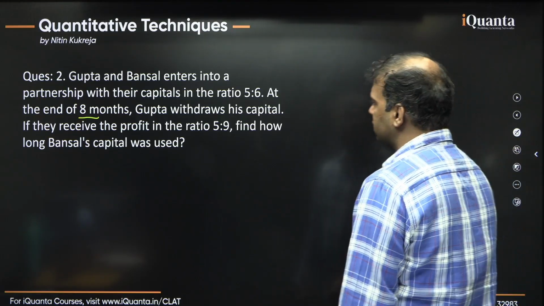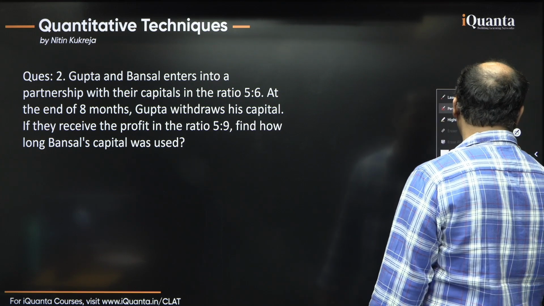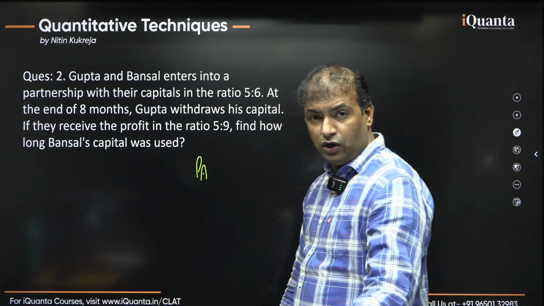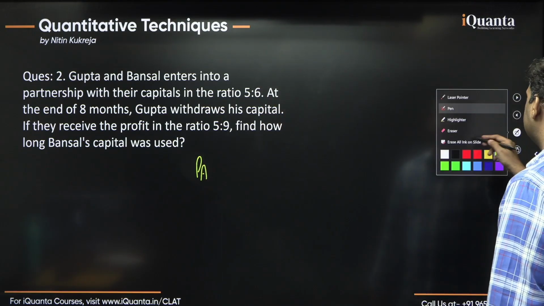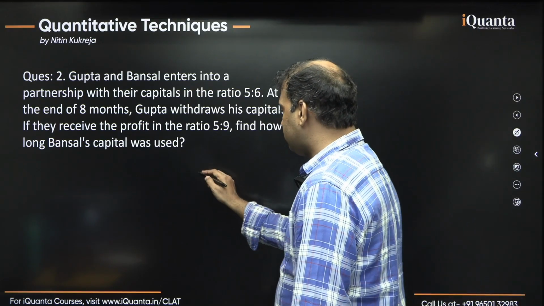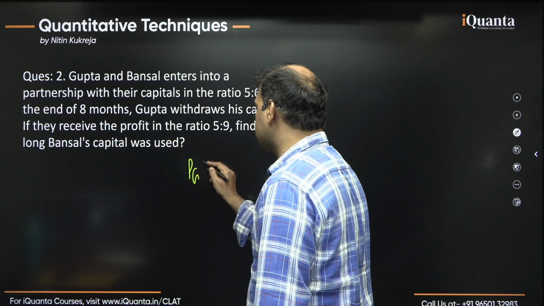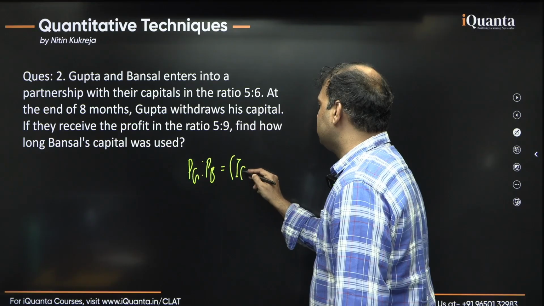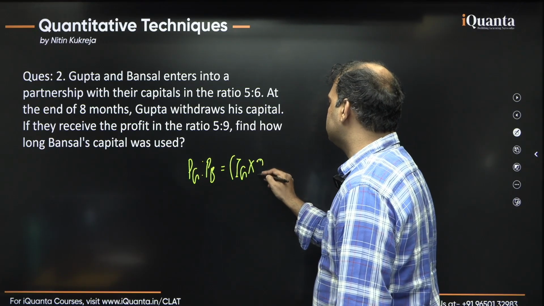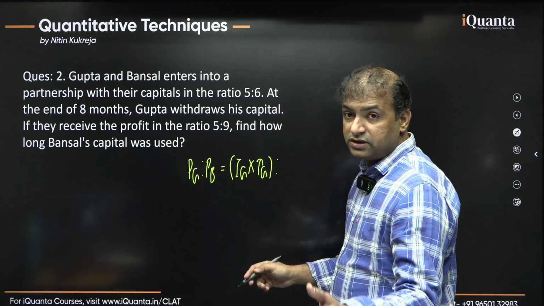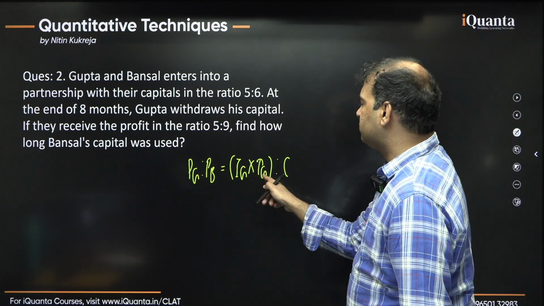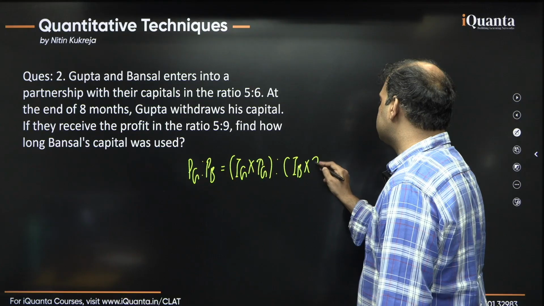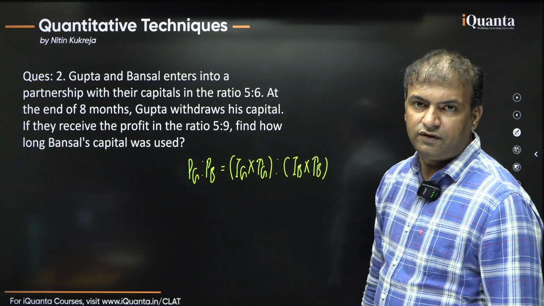And in compound partnership, the basic concept is what? That the ratio of the profit should be the ratio of the product of the investment and the time periods, right? So the ratio of the profit of Mr. Gupta and Mr. Bansal should be what? Investment of Mr. Gupta and time period of Mr. Gupta is to investment of Mr. Bansal into time period of Mr. Bansal. This is what should be the ratio of the profits of these two.